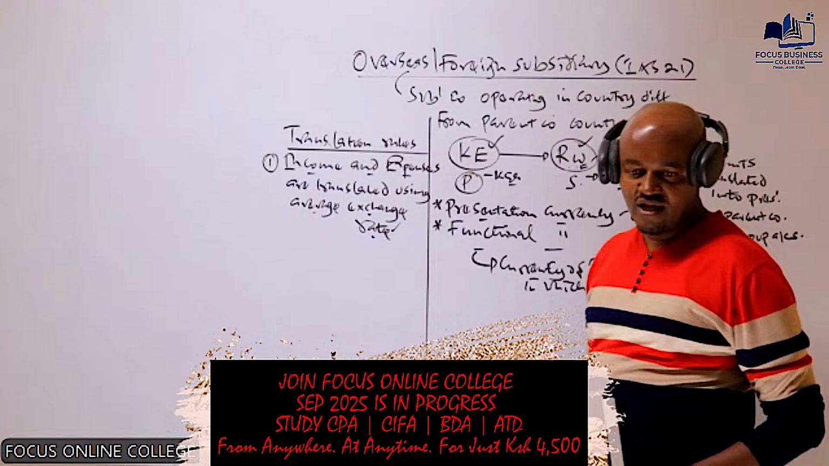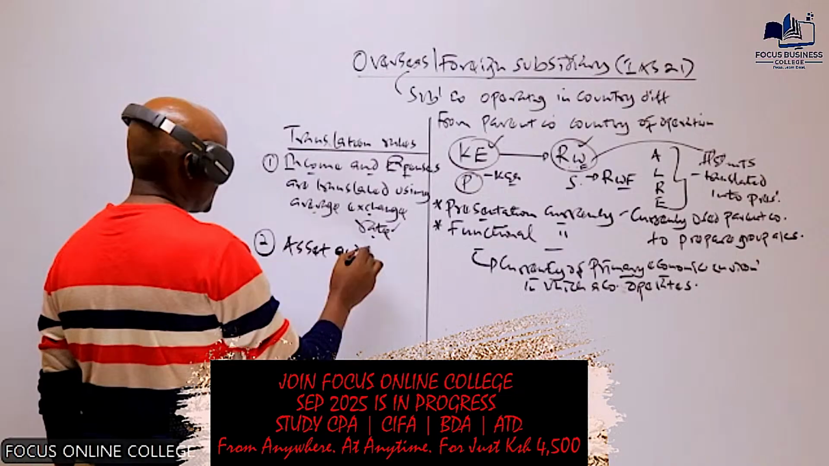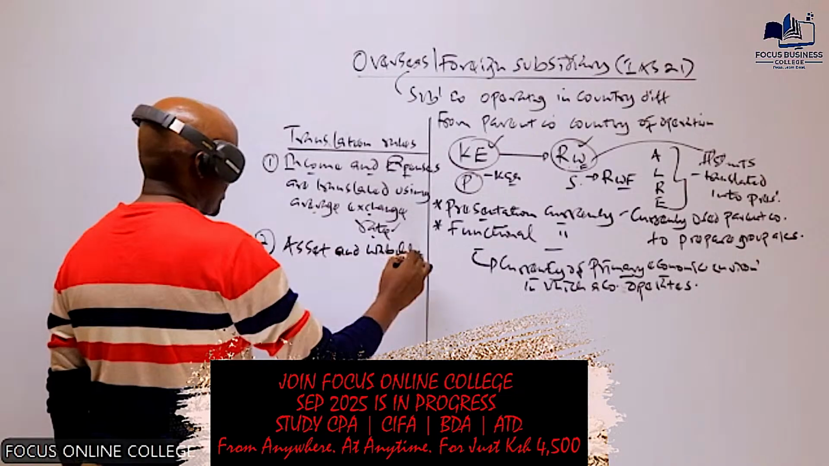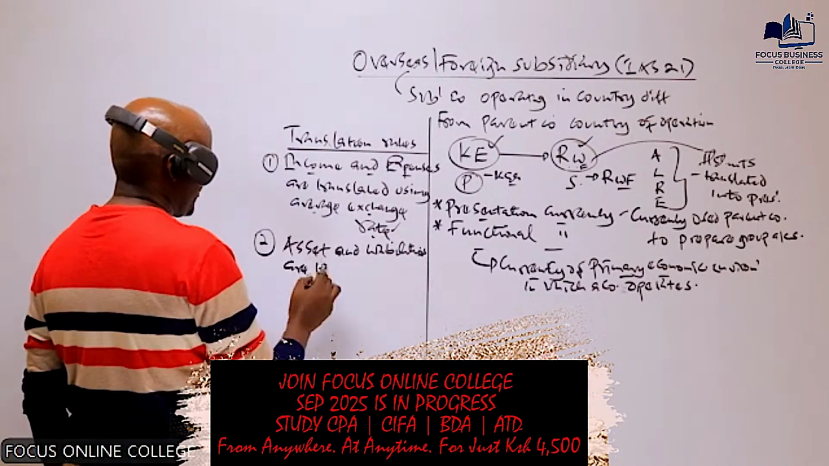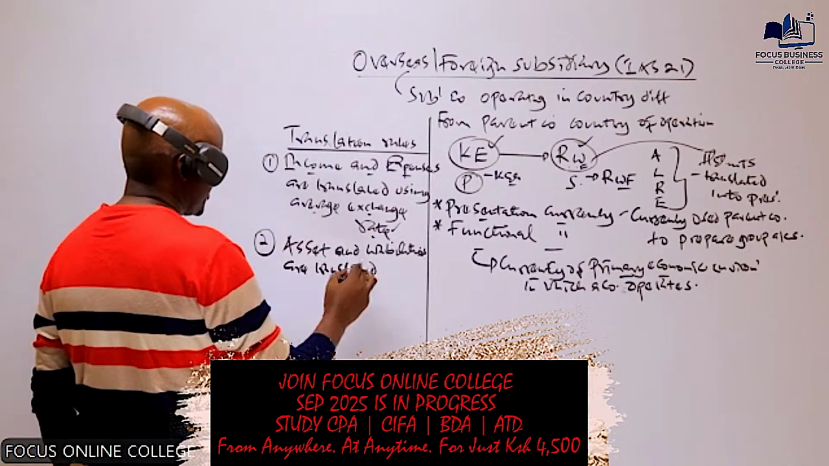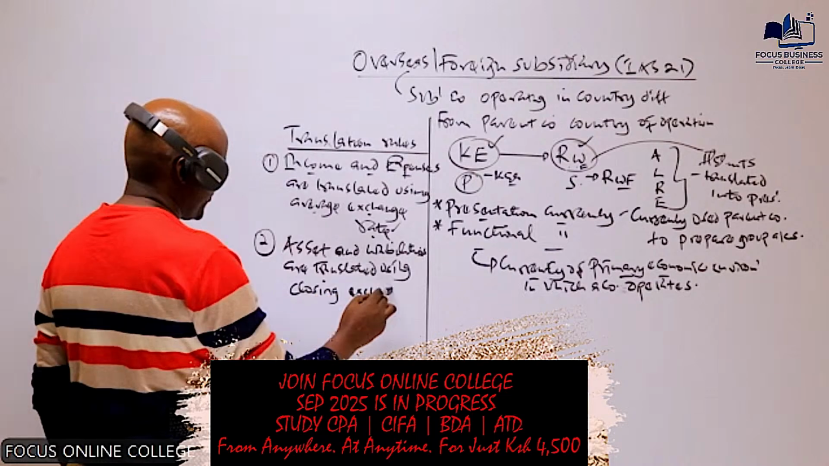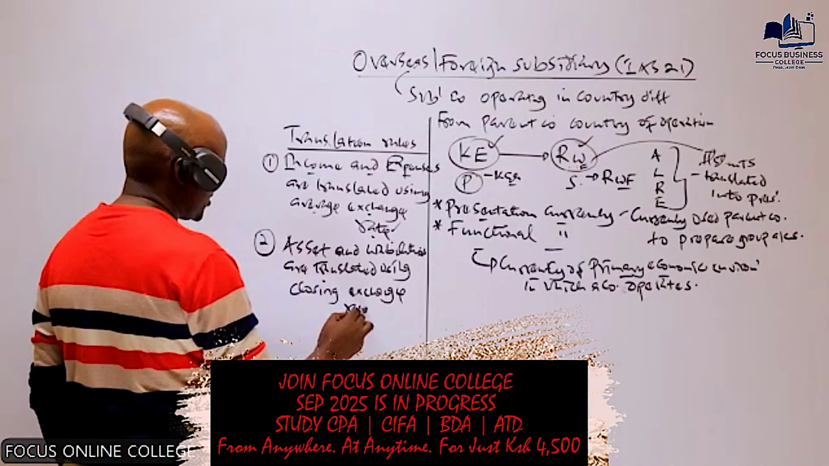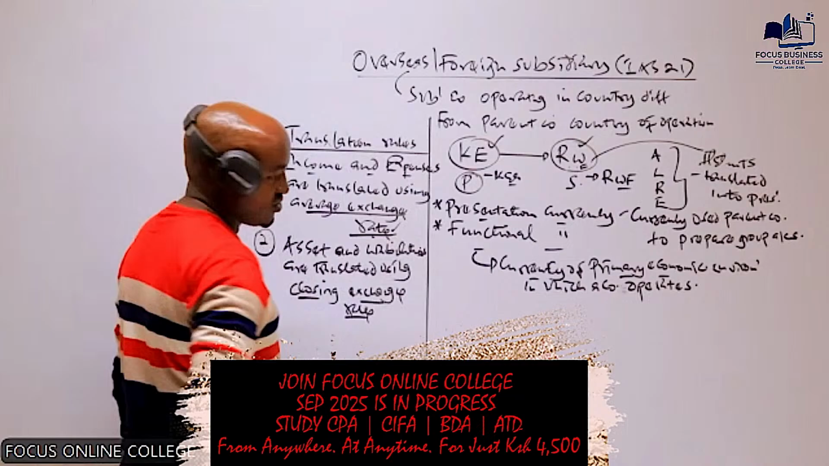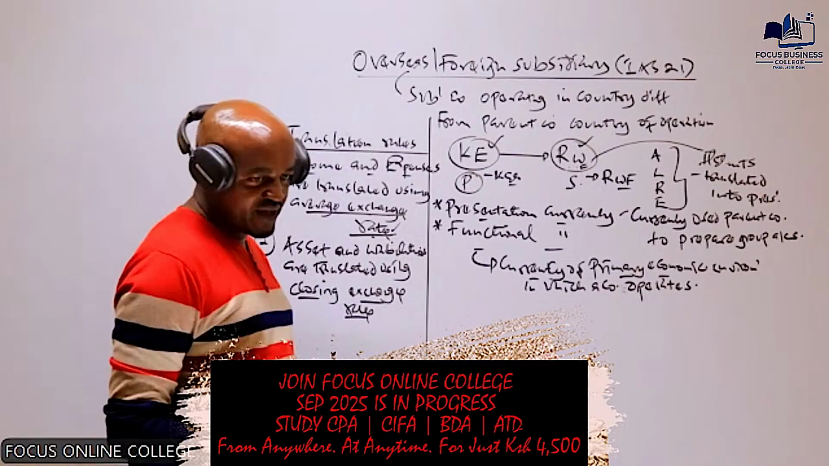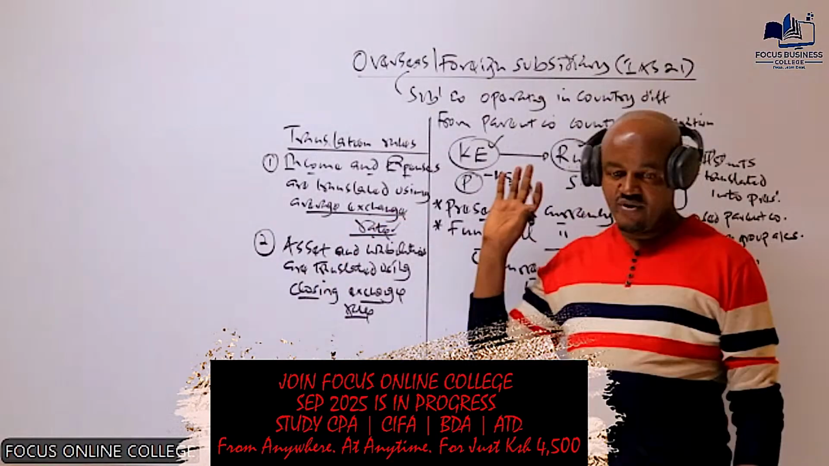Number 2, when translating the assets and liabilities of the foreign subsidiary into the presentation currency, these are translated using the closing exchange rate. This is actually the exchange rate at the end of the year. So if you are able to know that, then the question on preparation of group accounts where we have a foreign subsidiary becomes very, very simple.